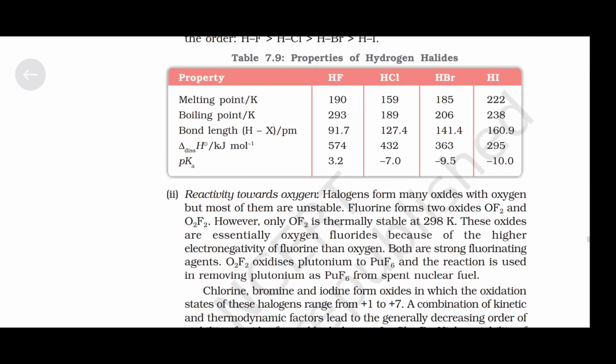Here in the table you can see the properties of hydrogen halide. Melting point, boiling point देख सकते हो, bond length को compare कर सकते हो, and on that basis you can understand कि क्यों stable है और क्यों unstable है.